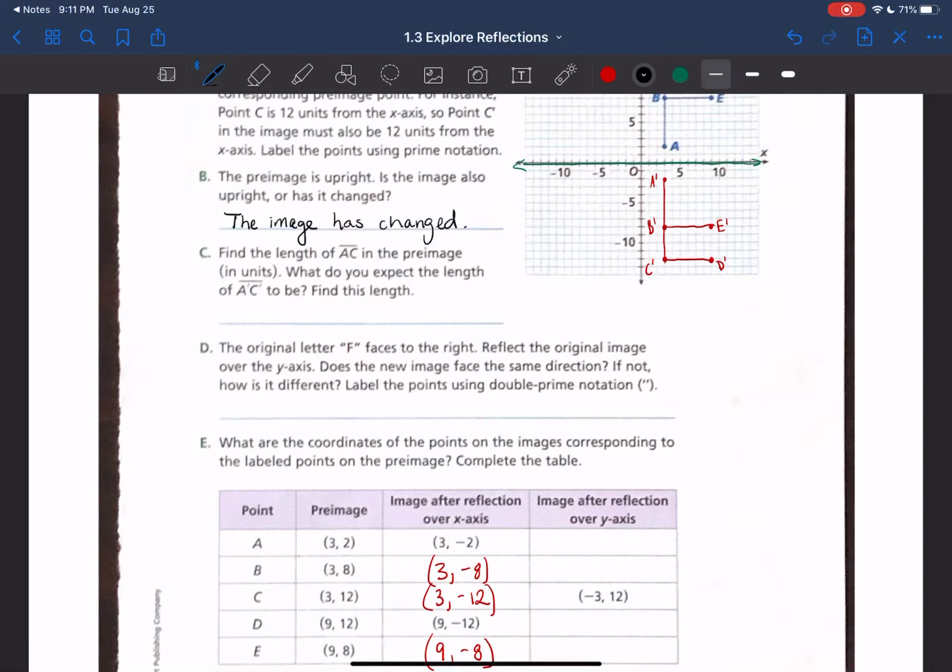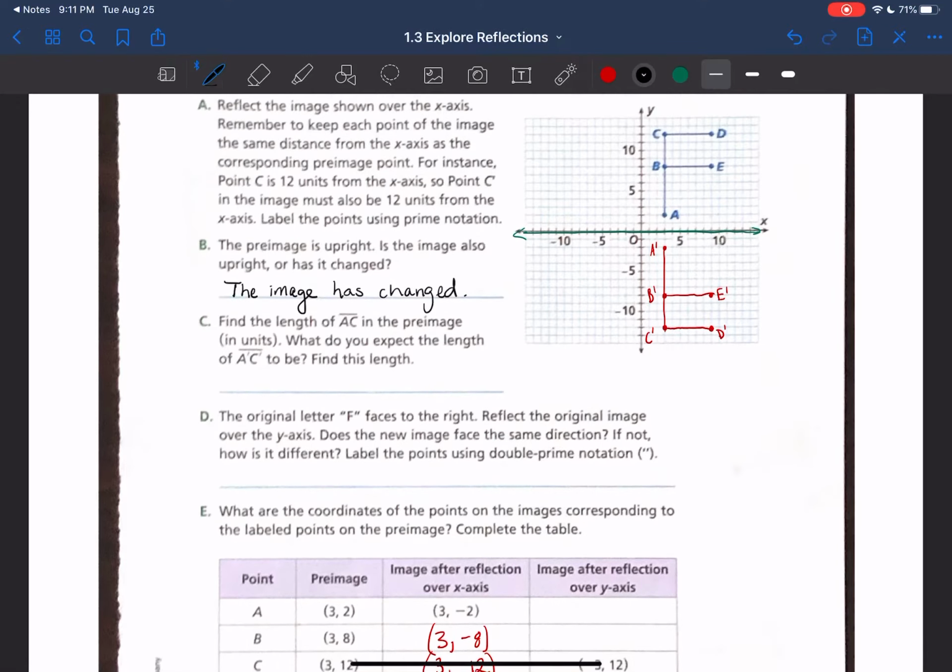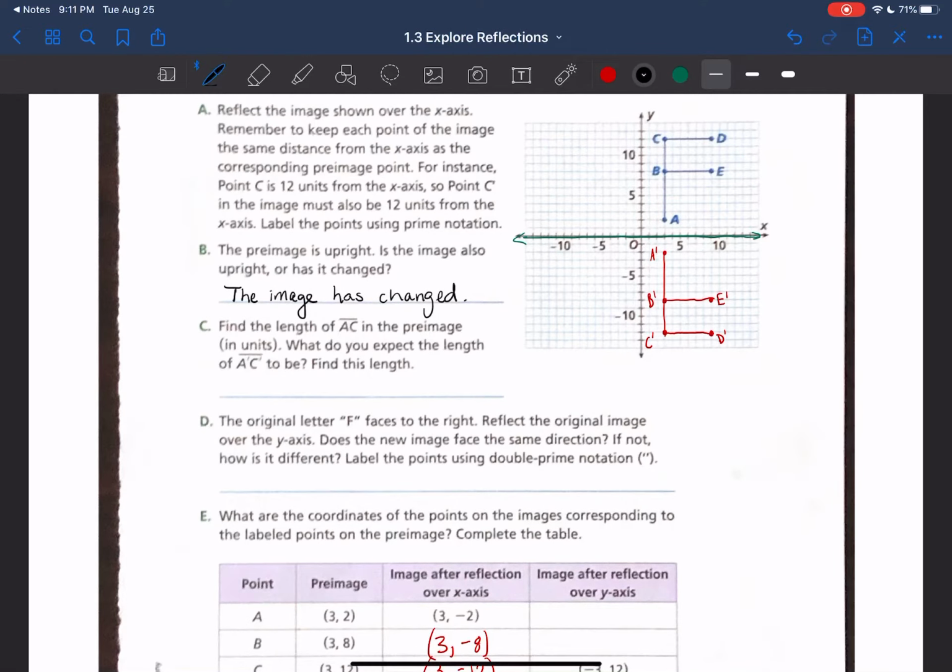All of the side lengths are going to continue to be the same. We'll see that if we look at the distance of the line segment AC. So we're looking at this segment right here, AC, in the pre-image. It goes from 2 to 12, so that line segment is 10 units. And then this goes from -2 to -12. That is also 10 units.